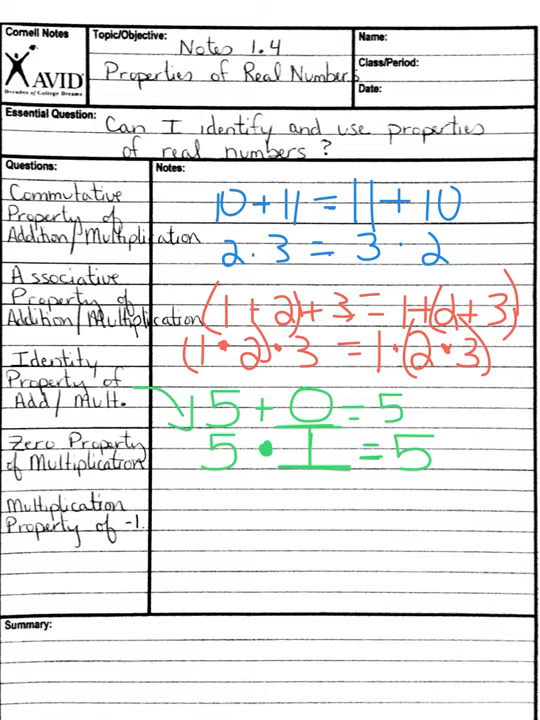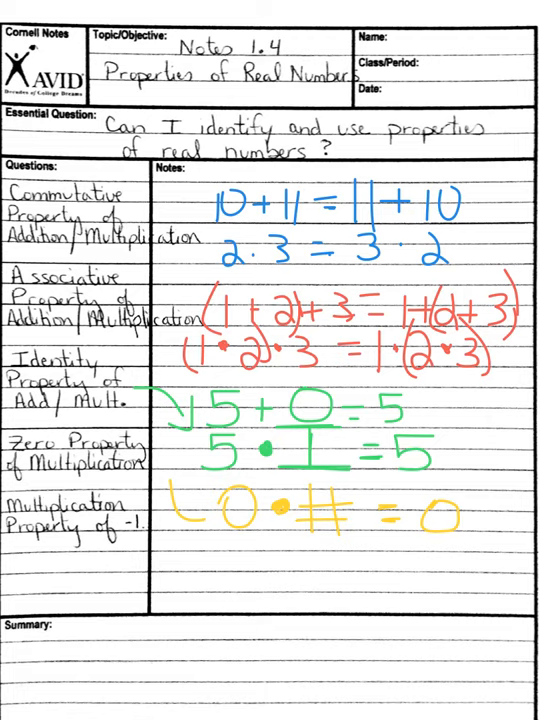Let's talk about the 0 property of multiplication. And this one just states that 0 times any number, it doesn't matter what it is. You pick 75, 100, negative 230, I don't care what number, is going to keep the number 0. 0 times anything is 0.